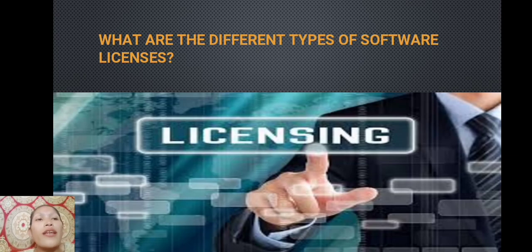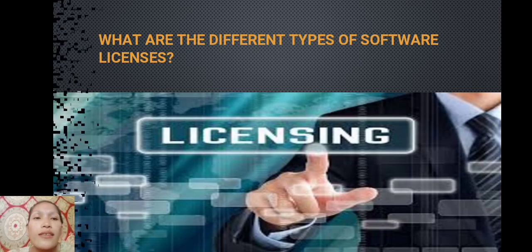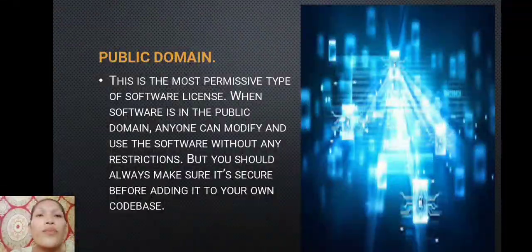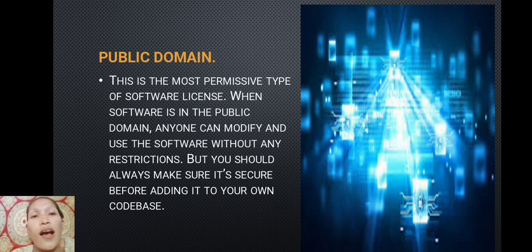What are the different types of software licenses? First is the public domain. The public domain is the most permissive type of software license. When software is in the public domain, anyone can modify and use the software without any restrictions. But you should always make sure it's secure before adding it to your own code base. So that is the definition of public domain.